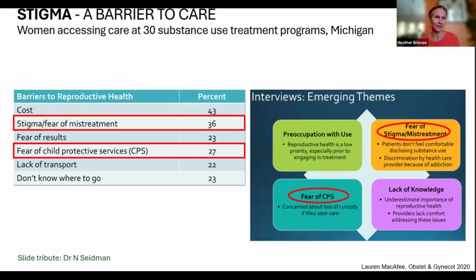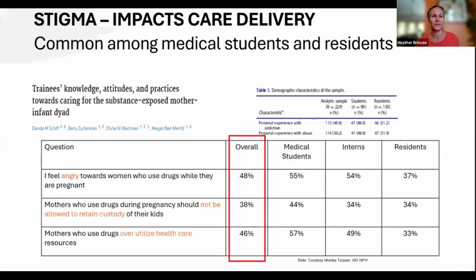in Michigan, there was a study looking at women who were going to 30 different treatment programs, and they were interviewed and given surveys about what were the barriers to them engaging in reproductive health care. And aside from costs, the highest thing that people responded as a barrier was stigma: fear of mistreatment, not feeling comfortable disclosing your substance use for fear of discrimination. And then the second highest was the fear of child protective services. Anyone who's in this situation is afraid that they will have their child removed from their care.